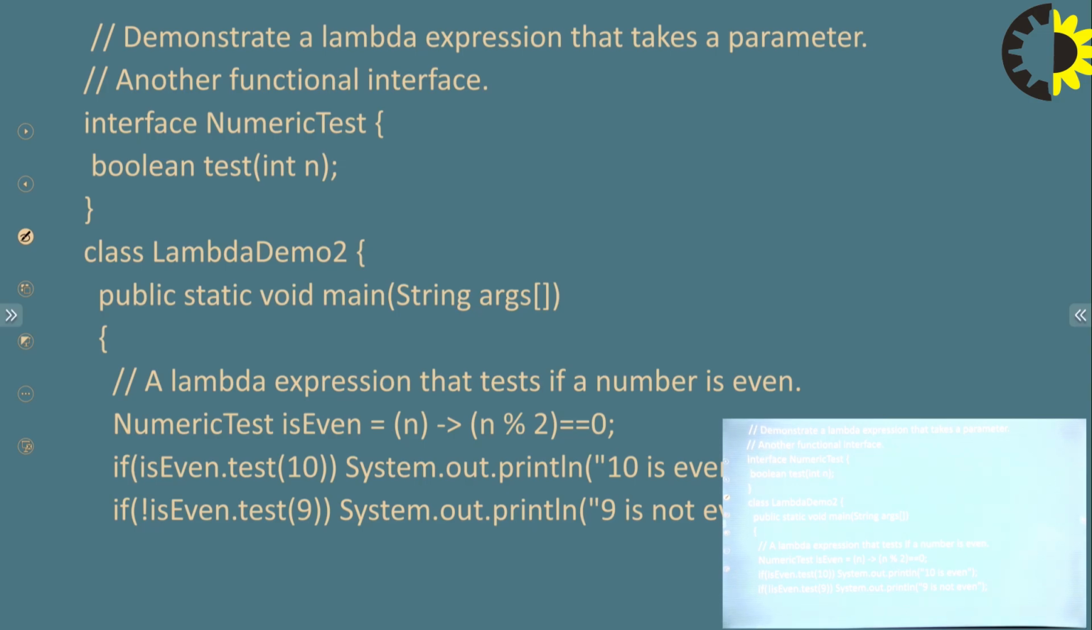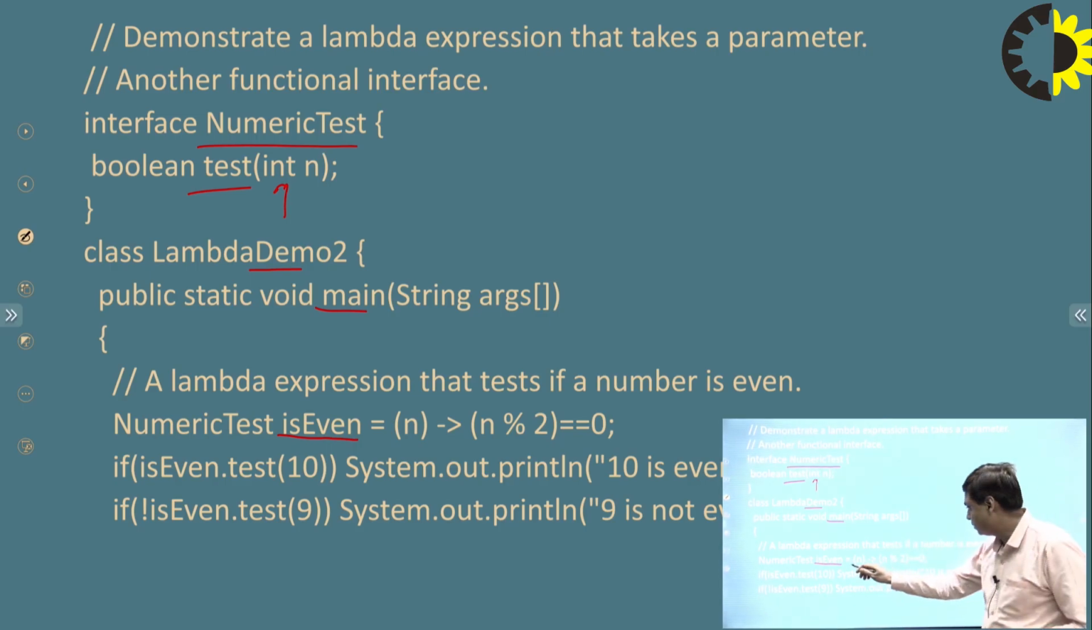Let us have one more example demonstrating the functional interface. Here the name of the interface is NumericTest and the name of the abstract method is test. Here we are taking a value n and this abstract method is returning data of type boolean. Now we have a class, then a main method, and we create an interface reference variable. Then we write a lambda expression.